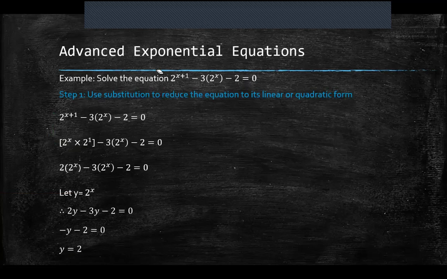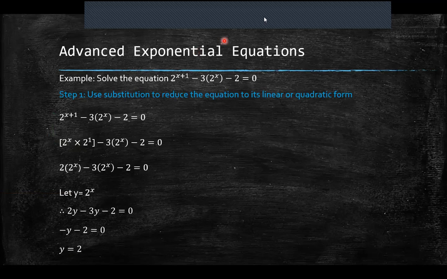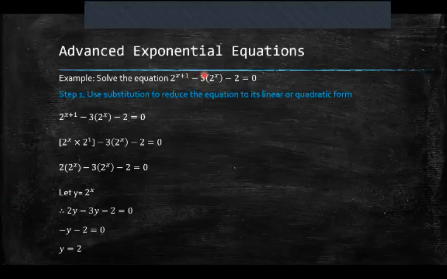Okay. Now on to the more advanced equations. The advanced exponential equations. Do not get frightened. It's fairly simple once you know what you're doing, right? That's what I'm here for. So example, solve the equation 2 to the power of x plus 1 minus 3 times 2 to the power of x minus 2 equals 0.